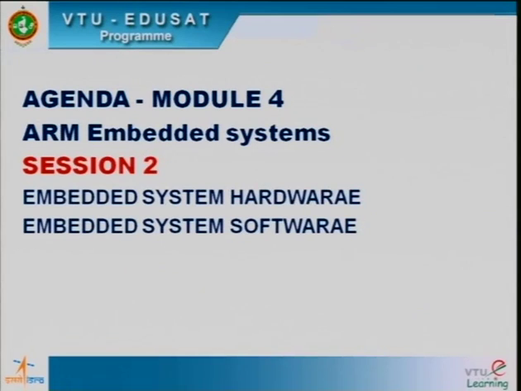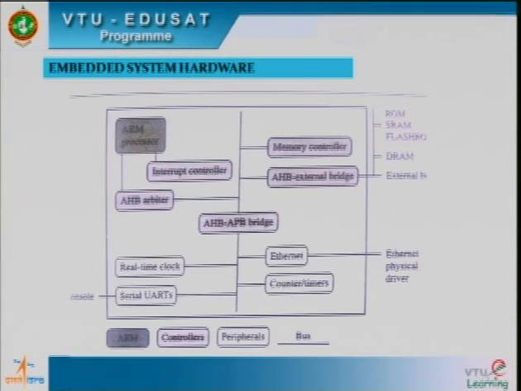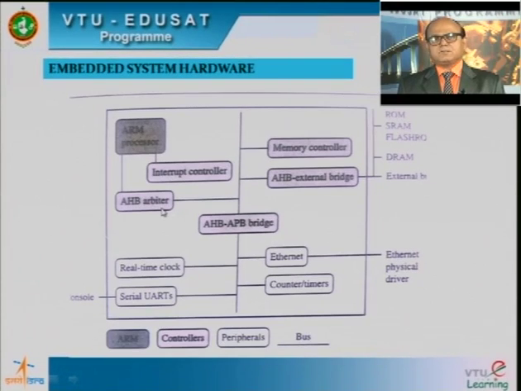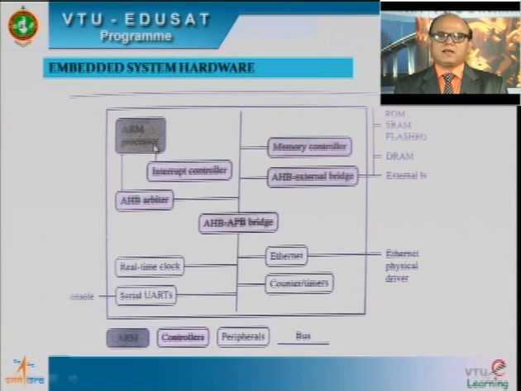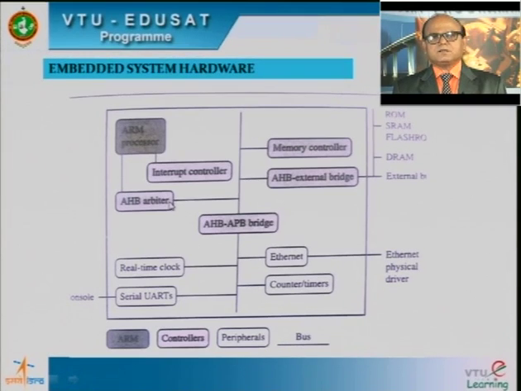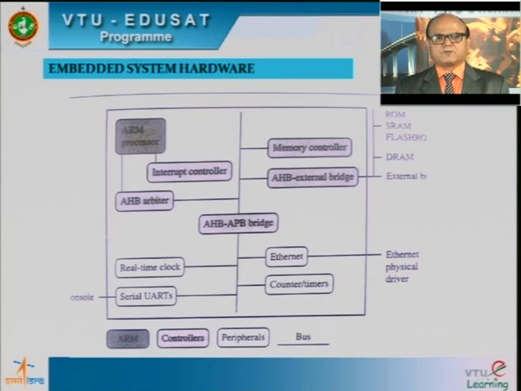Of course, like in the previous session we had introduced the embedded system hardware. So let me just use the same diagram which was used yesterday. In the case of embedded system hardware, as we discussed yesterday, we have an ARM processor, the controllers, peripherals and the bus. These are the 4 components which we have in the embedded system hardware, or specifically the ARM based embedded systems.